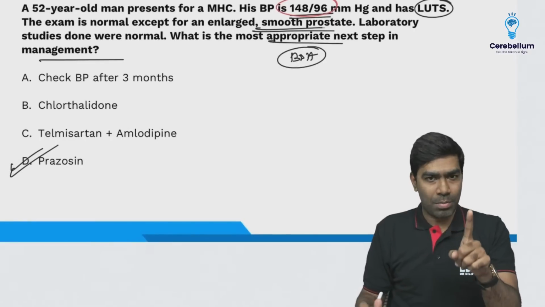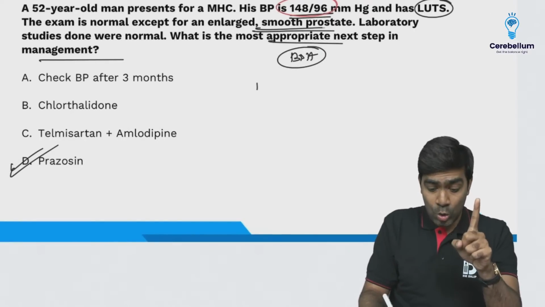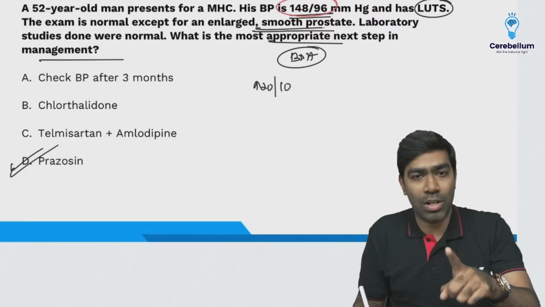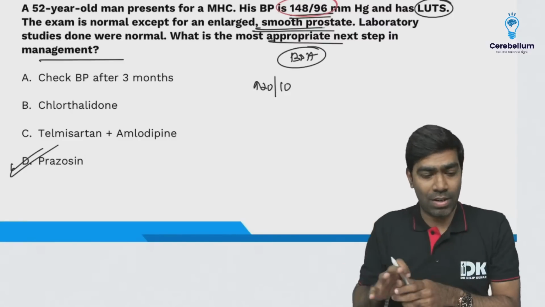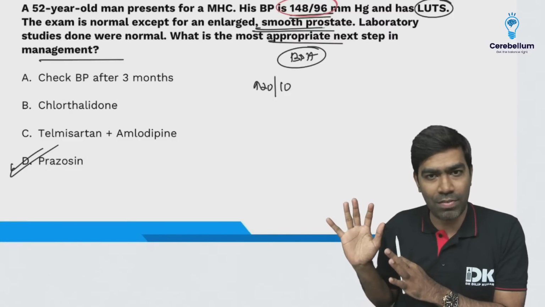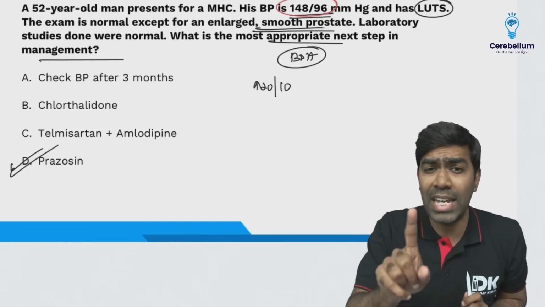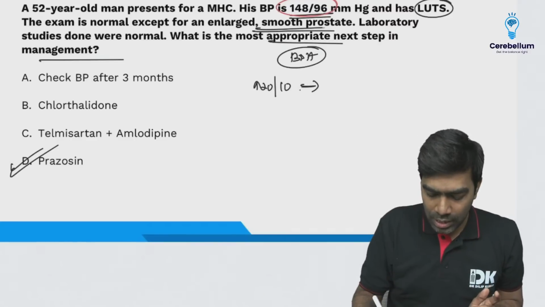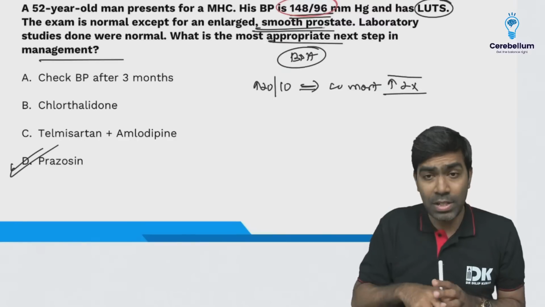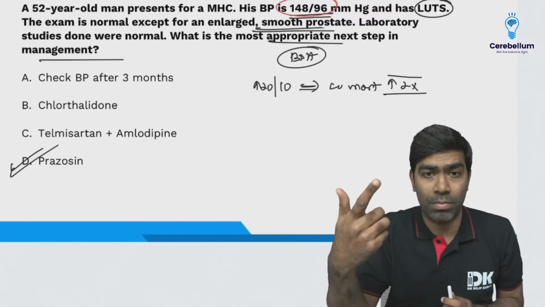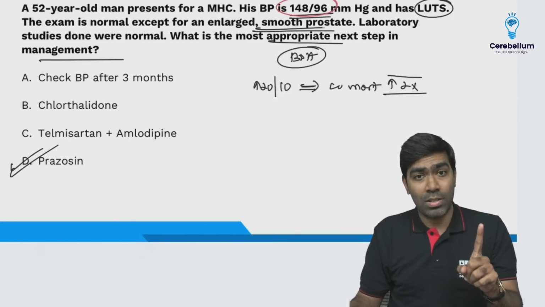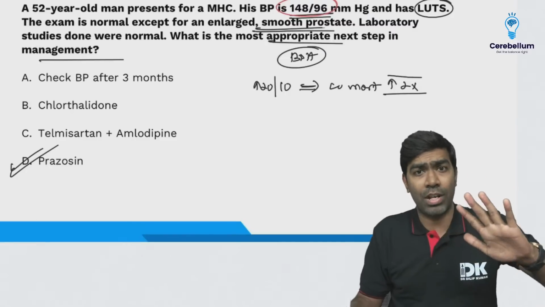So there is a rule, remember: for every 20 millimeter increase in systolic blood pressure and 10 millimeter increase in diastolic BP above a BP of 115/75, so let us assume a baseline BP of 115/75, and above that, for every 20 increase in systolic and 10 increase in diastolic, the cardiovascular mortality increases by 2 times, which means patients are going to die 2 times more for every 20/10 increase.